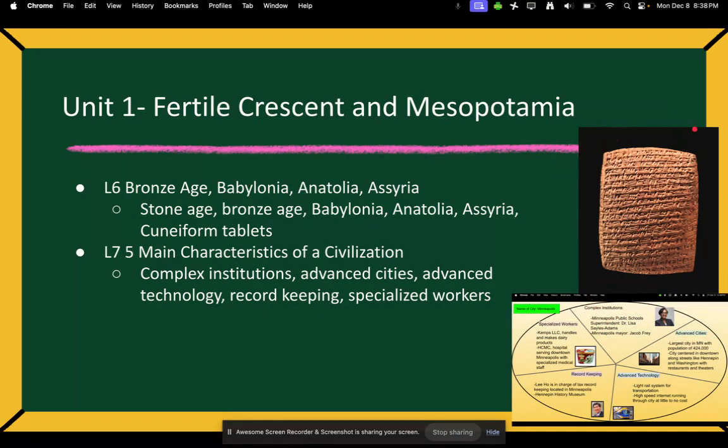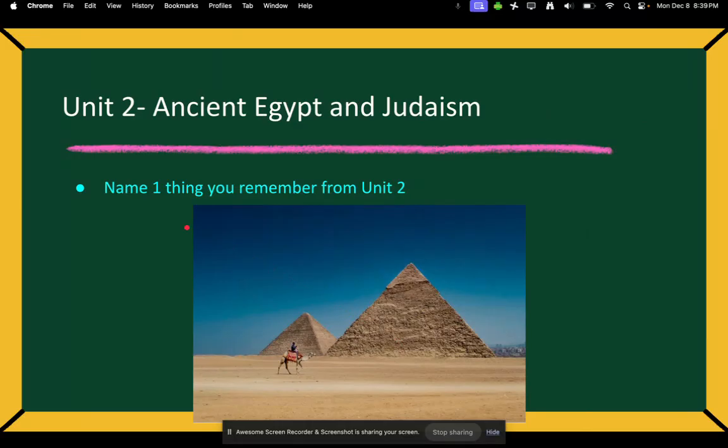And then lesson 7 was this yellow slideshow with like the 5 little pie pieces. That was the 5 main characteristics of a civilization. So we talked about complex institutions, advanced cities, advanced technologies, record keeping, and specialized workers. All right. Then we go on to Unit 2, which was Ancient Egypt and Judaism. Name one thing you remember from Unit 2.